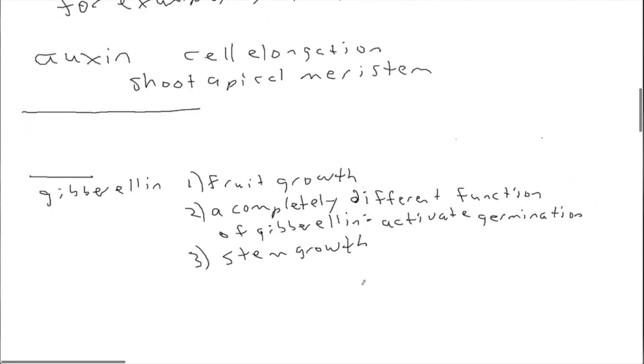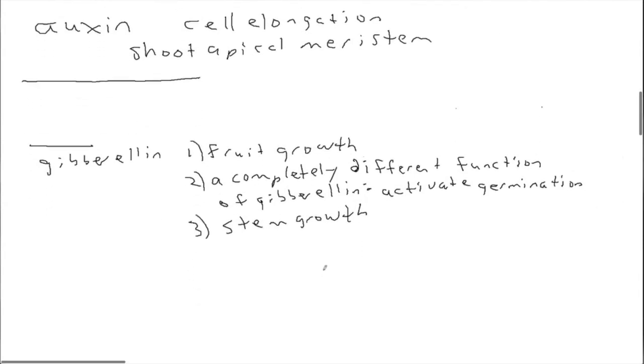Okay. So far we've mentioned auxin and gibberellin. There's 4 more key hormones. What's one more of the key hormones? Cytokinin. What would be a key function of cytokinin? Cell division. Good.